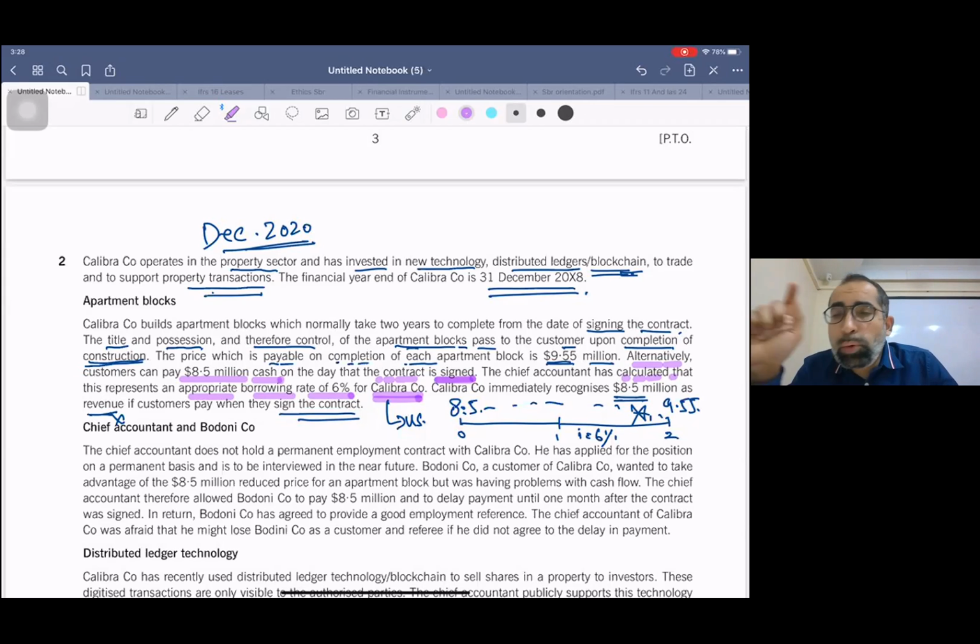So we won't be making any entry of interest expense in this question. We will be capitalizing this borrowing cost. This interest cost will be capitalized, because according to IAS 23, if you take a loan to construct or produce a qualifying asset, then that interest will be capitalized, and this is the case here.